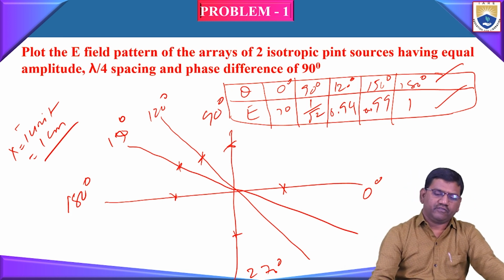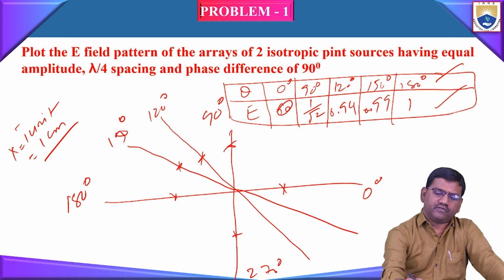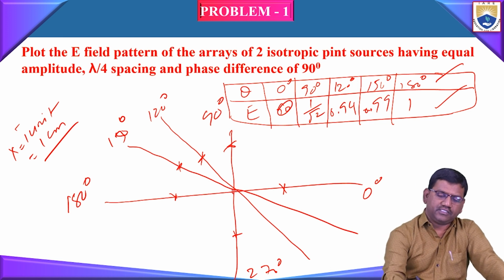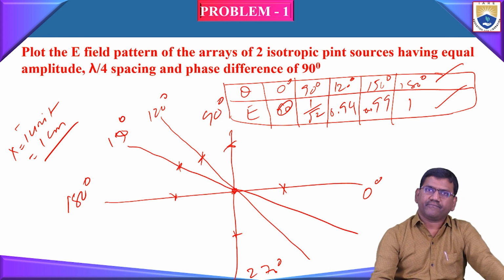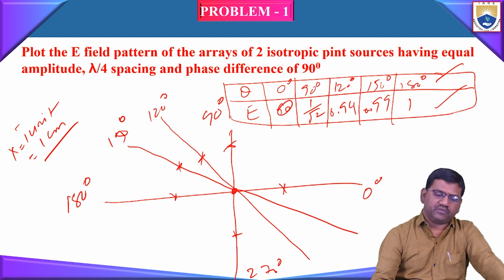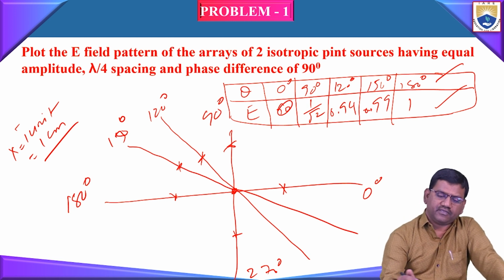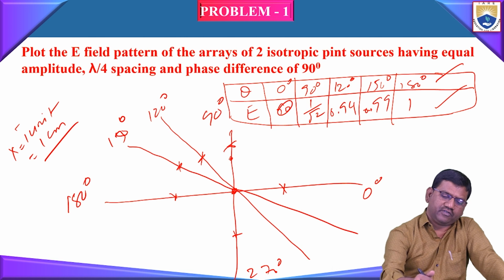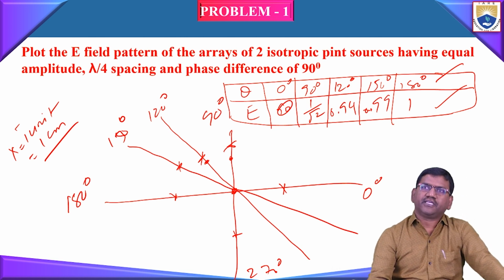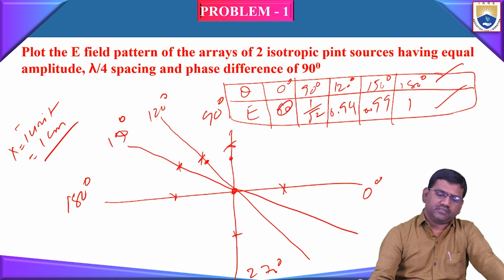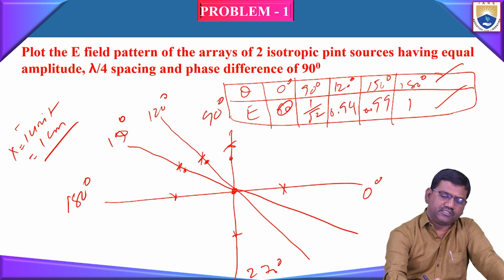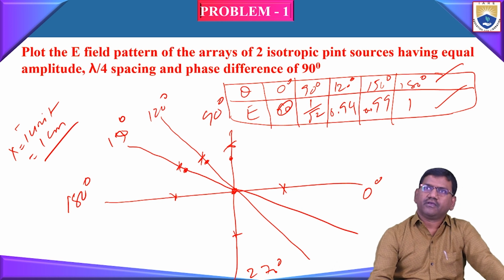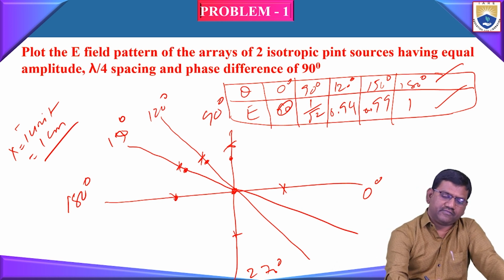Now for 0, the value is 0, so this is the first point. For 90 it is 1 by root 2, which is 0.707, so this is 0.707 here. For 120 we got 0.94, you will get it here. For 150 degrees we got 0.99, so you will get 0.99 here. For 180 degrees it is 1, so this is 1 here.